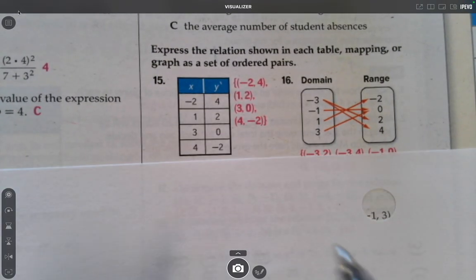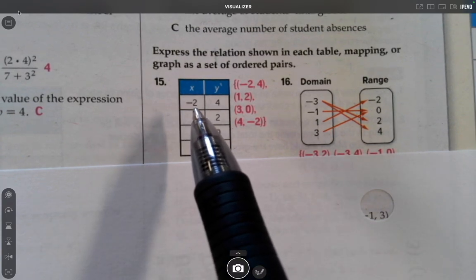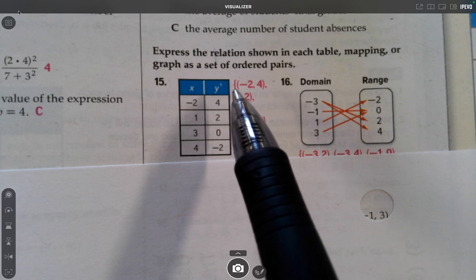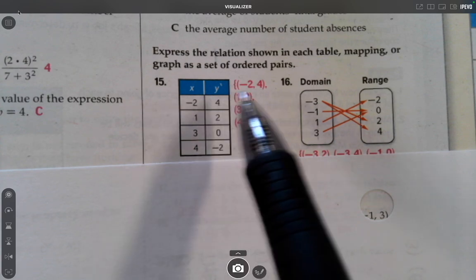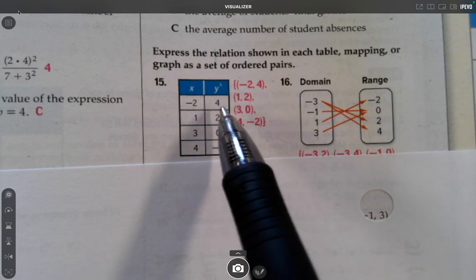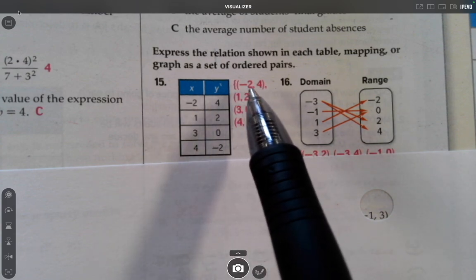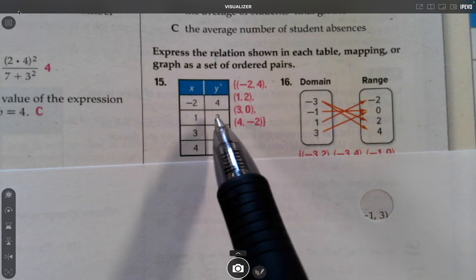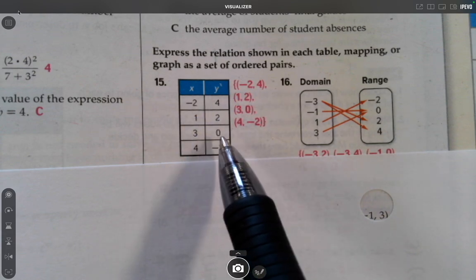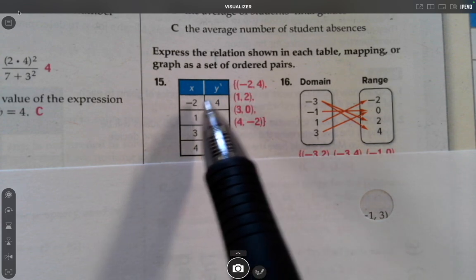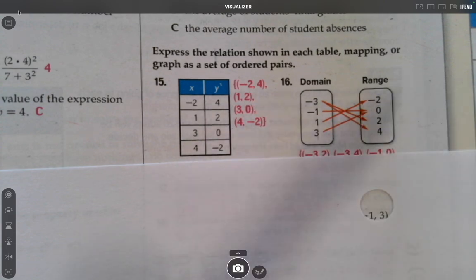So the table to ordered pairs should be very simple because you just write them in the same order that they are right here. You do not have to write these squiggly brackets for me, but you do have to put all ordered pairs in parentheses. So this ordered pair, -2, 4, you need to put it in parentheses and put a comma between the two numbers. This would be the point 1, 2, 3, 0, and 4, -2. So I hope you can see it really is very straightforward going from a table to ordered pairs.